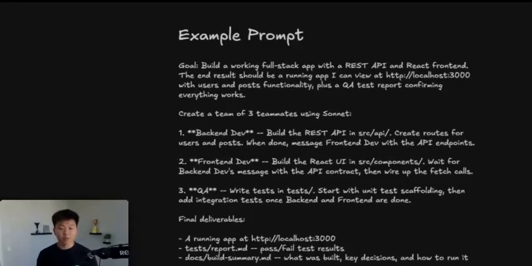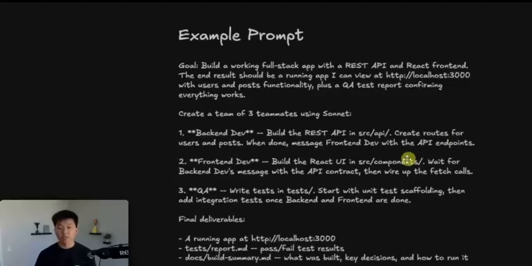So the goal here is to build a working full stack app with a REST API and a React front end. The end result should be a running app that I can view on a local host. It should have users and post functionality plus a QA test report confirming that everything works. So then I said, hey, create me a team of 3 teammates using Sonnet. The first one's a backend dev. It should be doing this. The second one is a front end dev, and it should be doing this. And the third one is a QA agent that should be doing this.